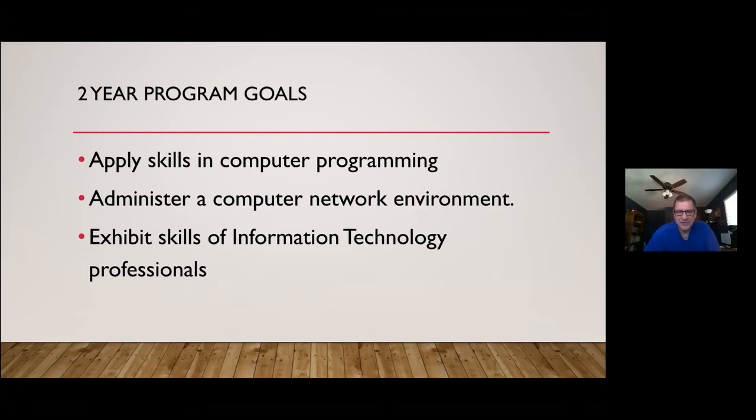We also administer a computer network environment. This allows the students to look at the networking side, the backbone of networks, and also the computers that are on the network. They also exhibit skills of information technology professionals that go into help desk management, and they know all the basic skills to get into the IT field.